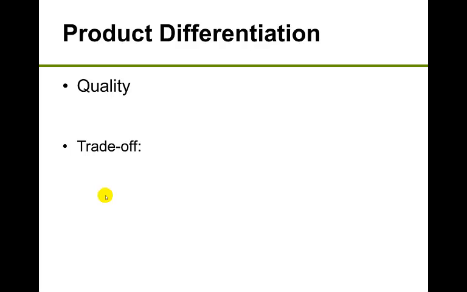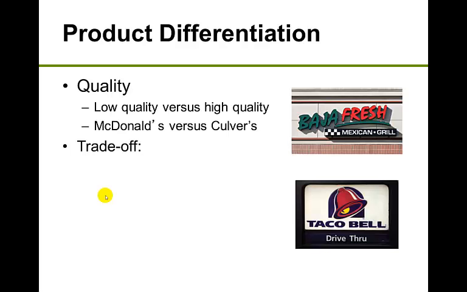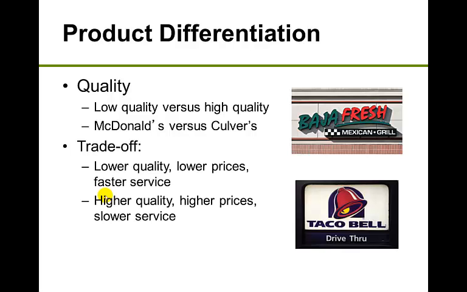So products may be differentiated based on quality. So you may think of Baja Fresh tacos versus Taco Bell. You may also think of McDonald's versus Culver's. Both of these are cases where firms are trying to differentiate their products, maybe based on price or based on quality. So the trade-off for consumers usually is you can have lower quality and lower prices, or you can have higher quality and higher prices.